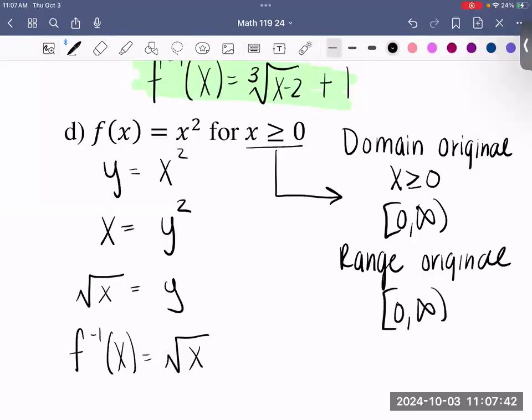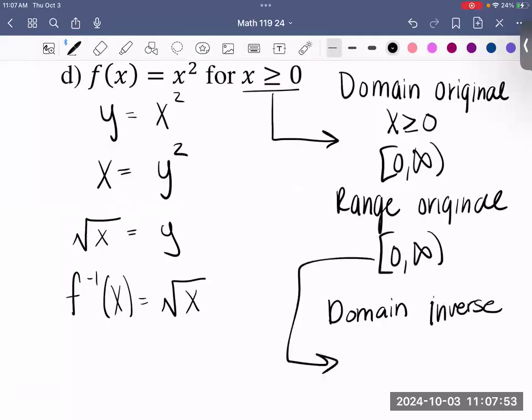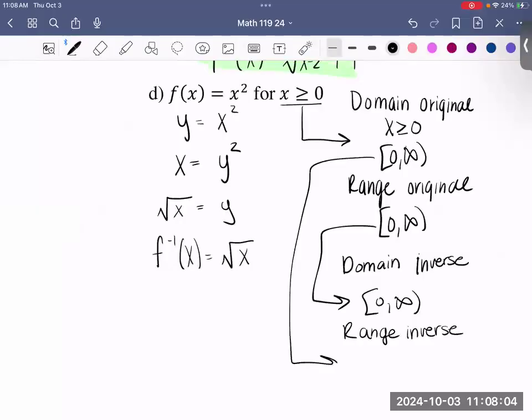Now, when we go to swap your domain and your range, the domain of the inverse is really now the range of your original, and the range of the inverse is the domain of your original. And let's see if that does hold true if we do graph an equation like this one.